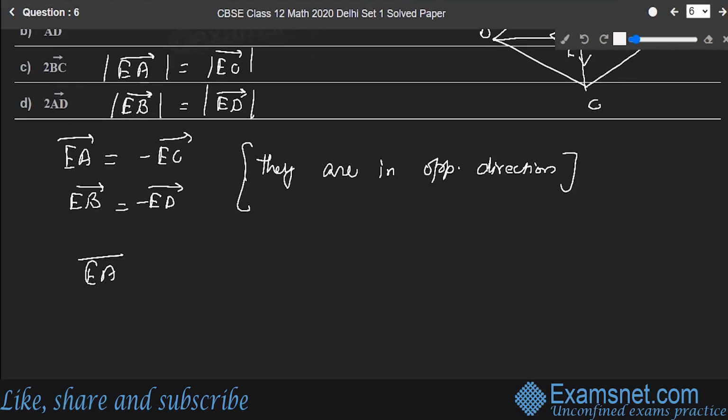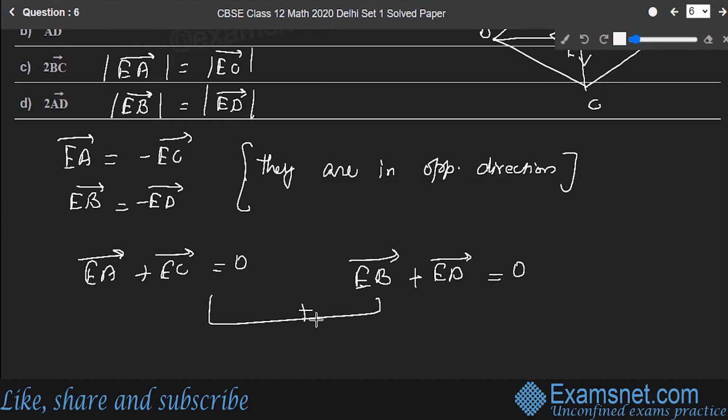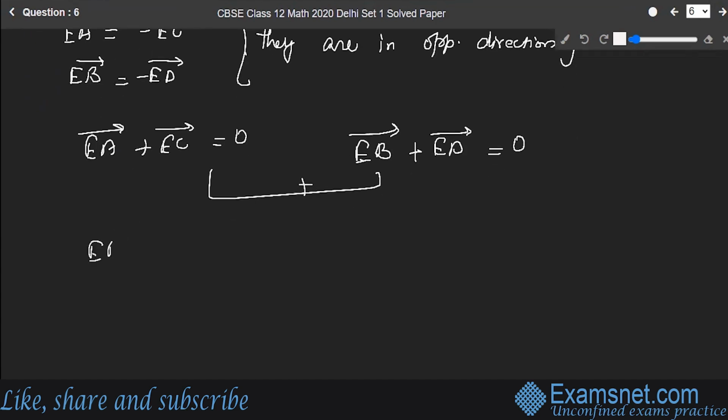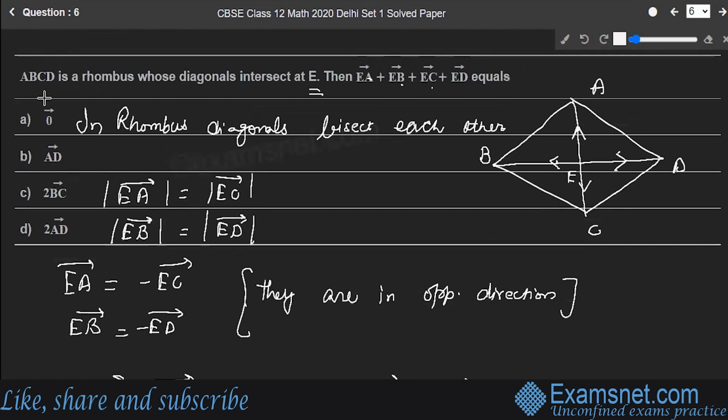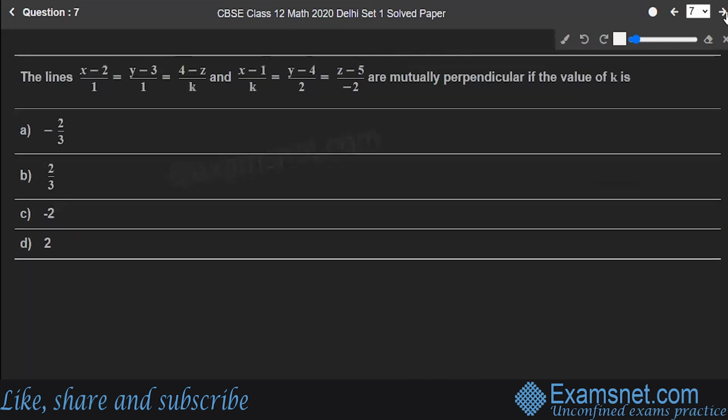So therefore, let's add them. You have EA plus EC is equal to 0 and EB plus ED vector is equal to 0. Adding both of them, you have EA plus EB, EC and ED vector is equal to 0. This was not something to prove. This is what you had to find out. If this is equal to 0, option A is the correct answer. Hope you understood that.